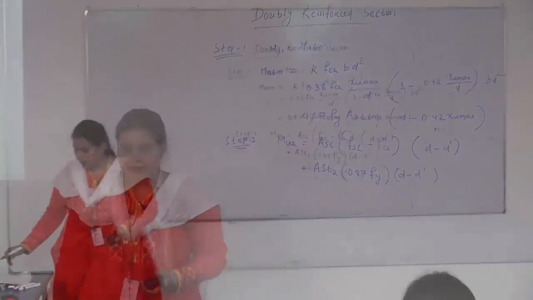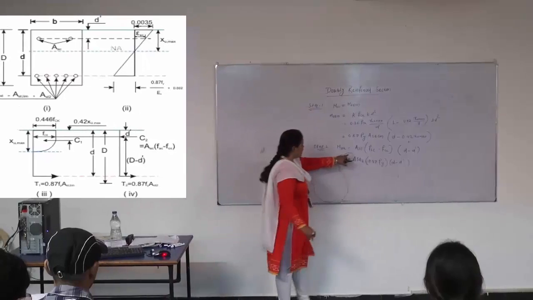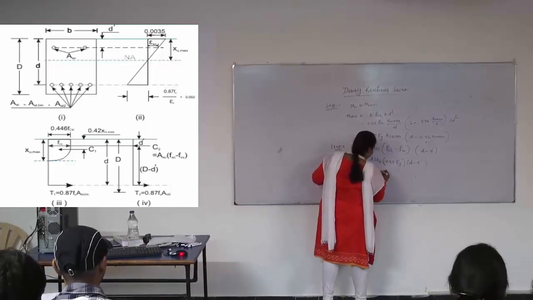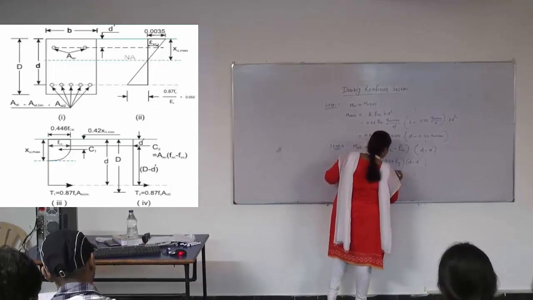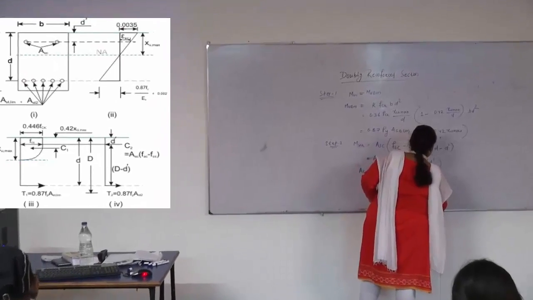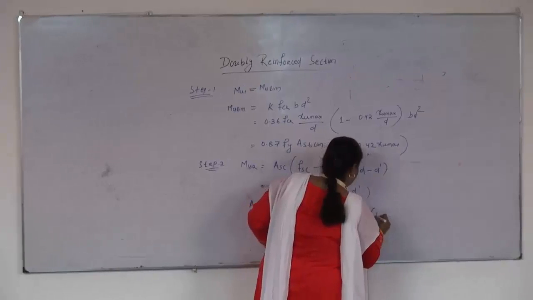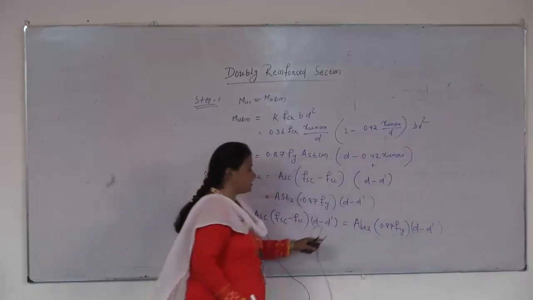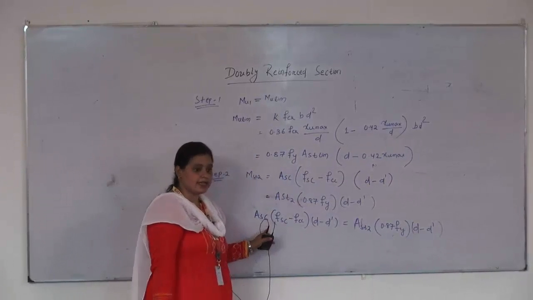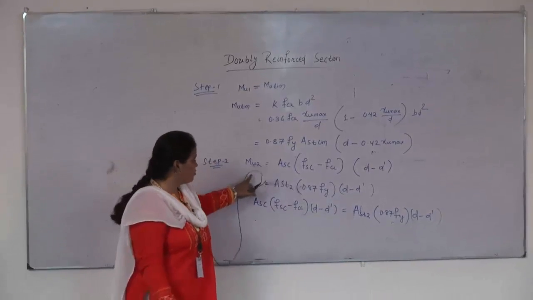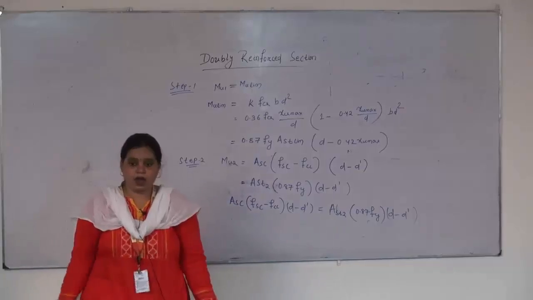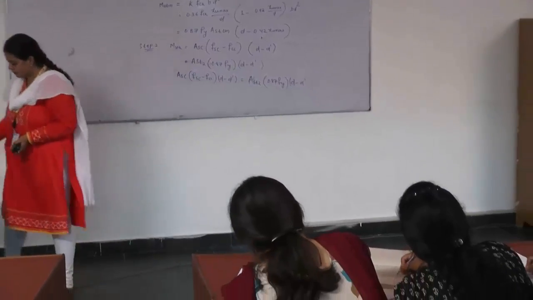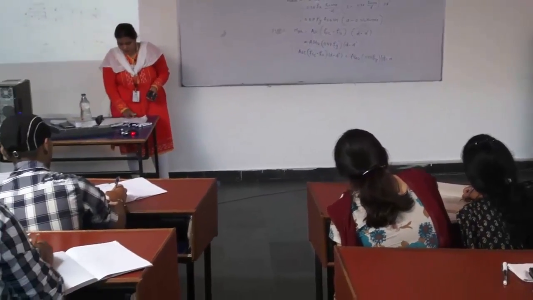Understand? Then we can equate these two values: ASC into (FSC minus FCC) into (D minus D dash) equal to AST2 into 0.87 Fy into (D minus D dash). So D minus D dash, which value can you find? ASC. You can find ASC from these three equations. Just write down: we can find ASC from the above three equations.